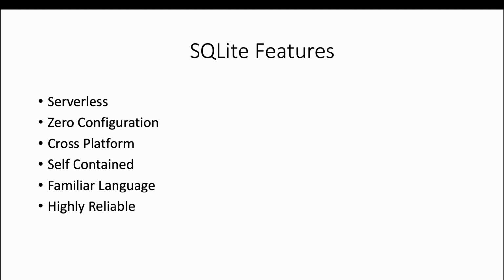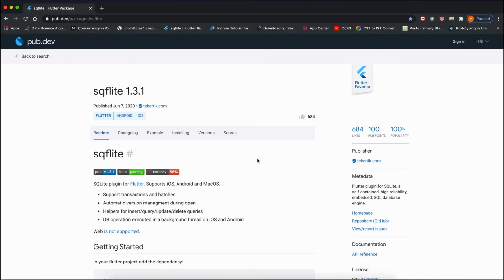And it's familiar, a familiar language. Almost everyone knows how to use a database. They can use it with the same familiar language, and it's highly reliable. With all these benefits, Flutter uses SQLite databases via the SQFlite plugin available on pub, which is used to access and manipulate the SQLite database. So let's see the programmatic implementation of SQFlite in our Flutter application in our next video.